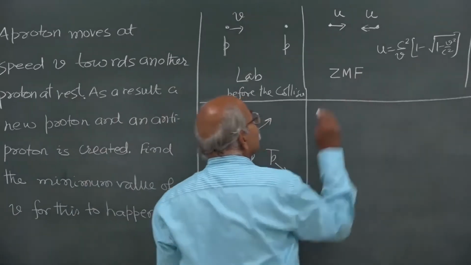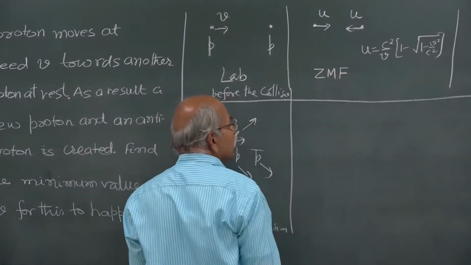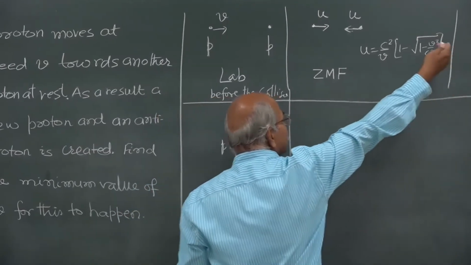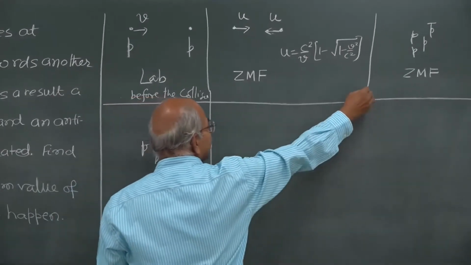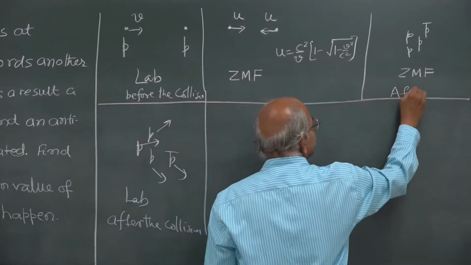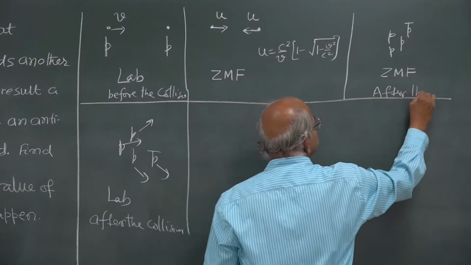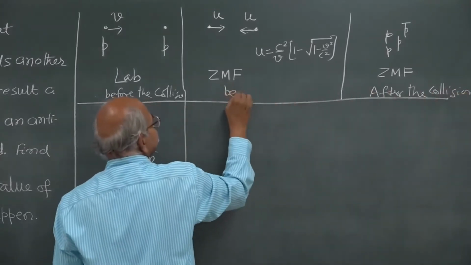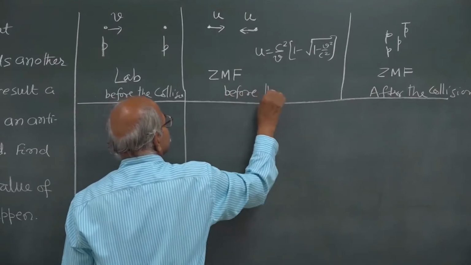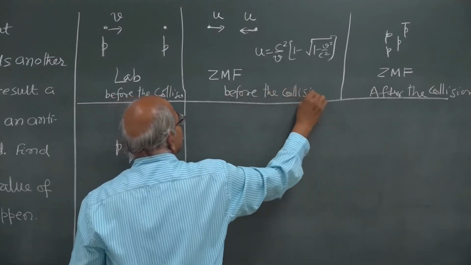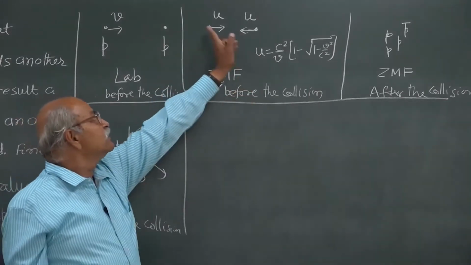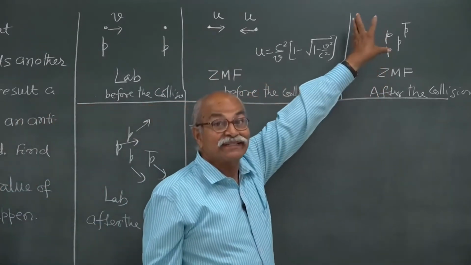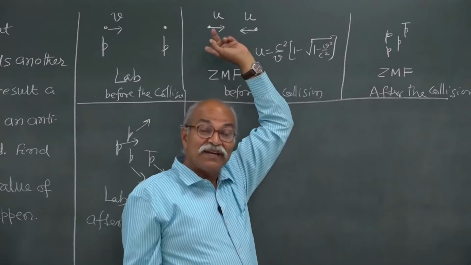Now, in the zero momentum frame, this is the original situation, and after the collision what we demand is that they should be at rest. So, this is after the collision, and this is before the collision. In the zero momentum frame, before the collision both are going with the same speed, and after the collision all of them are at rest, corresponding to the minimum value of V.